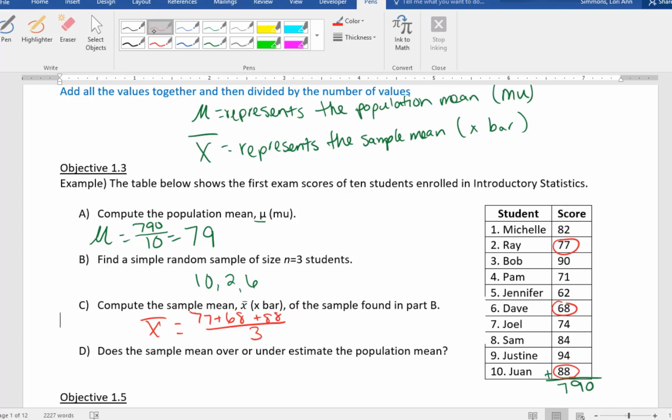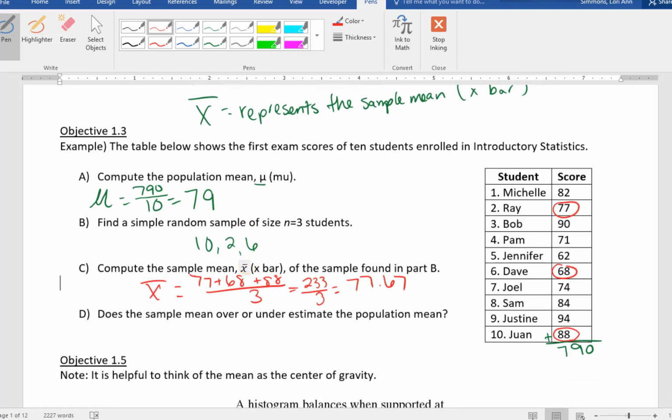When you add the numerator, you get 233 divided by 3, which is equal to 77.67. So our sample mean is pretty close to the population mean. Does this sample mean over or underestimate the population mean? Well, this is less than the population mean, so you can say it underestimates.